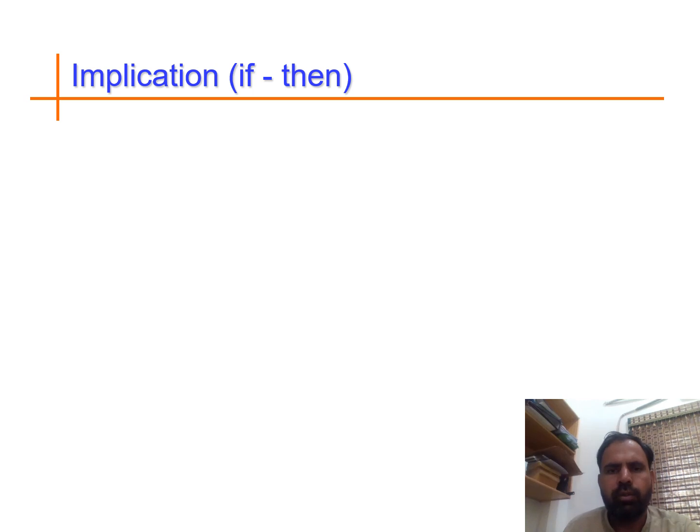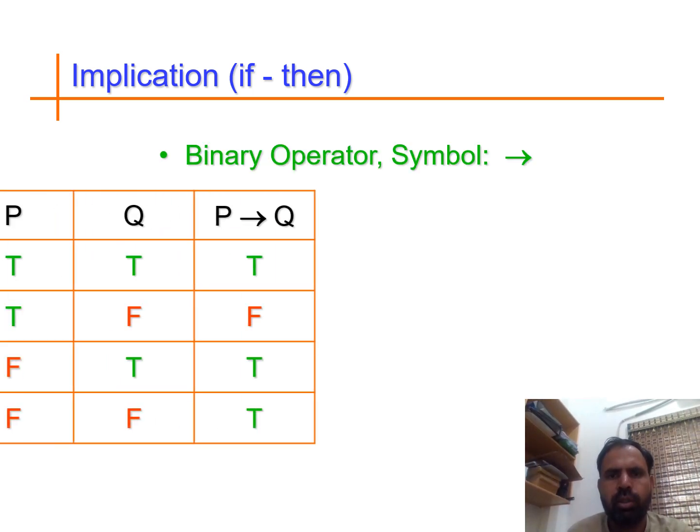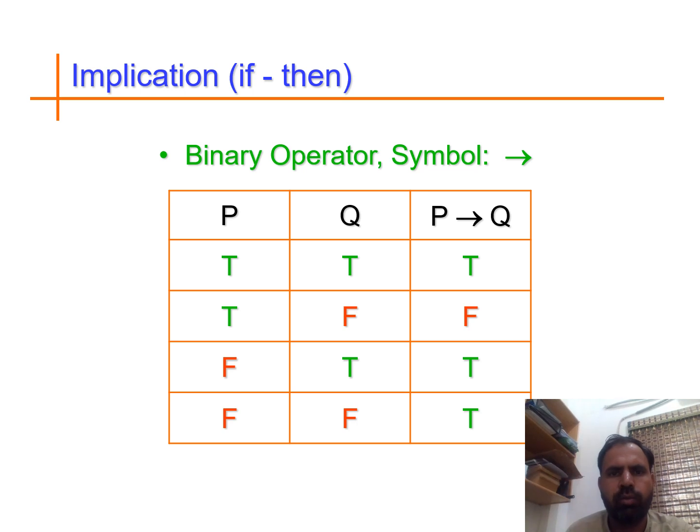Implications, if then, we also discussed this. This arrow symbol is used. This is the truth table for implication. These are the values of P and these are the values of Q. P implies Q has these values.